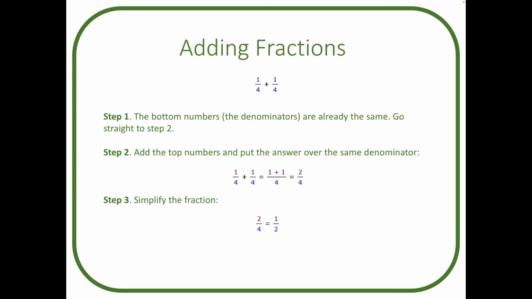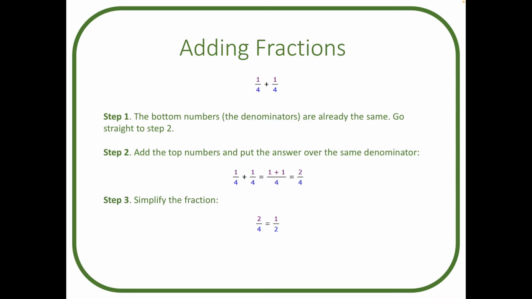When we add fractions, step 1 is to make sure that the bottom numbers, the denominators, are already the same. If they are already the same, go straight to step 2. Add the top numbers and put the answer over the same denominator. Step 3. We must simplify our fraction by dividing the top and bottom by a common multiple.